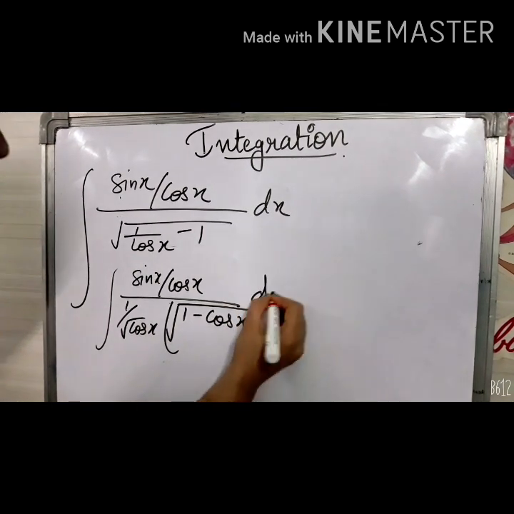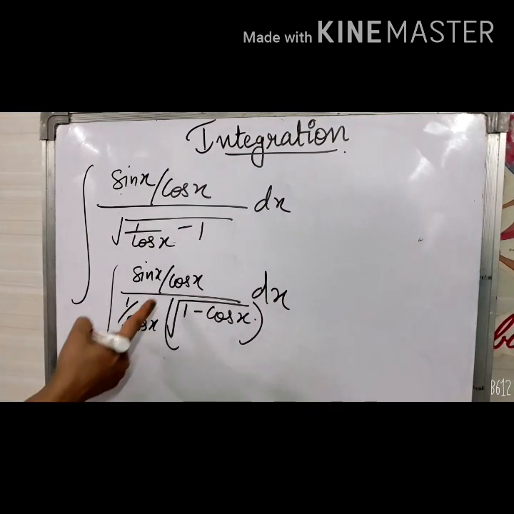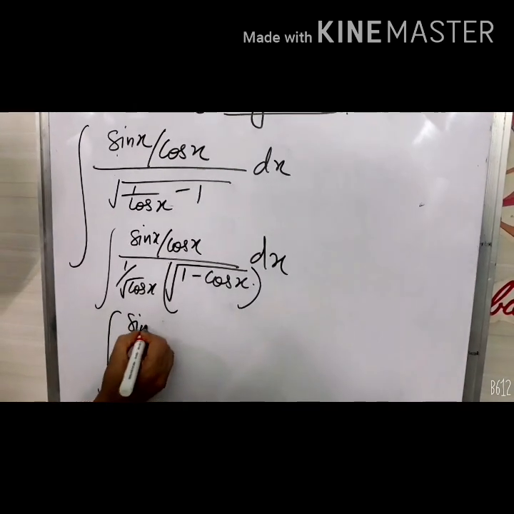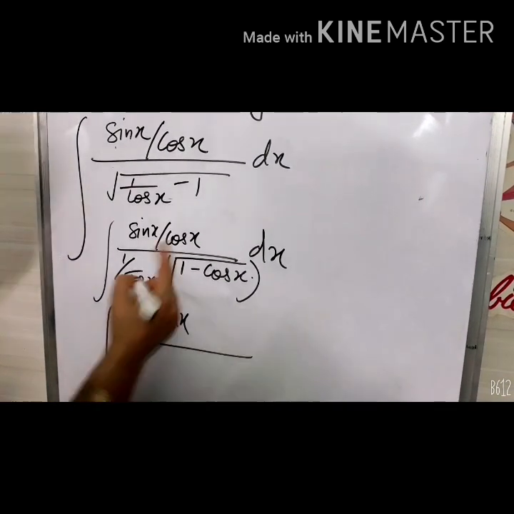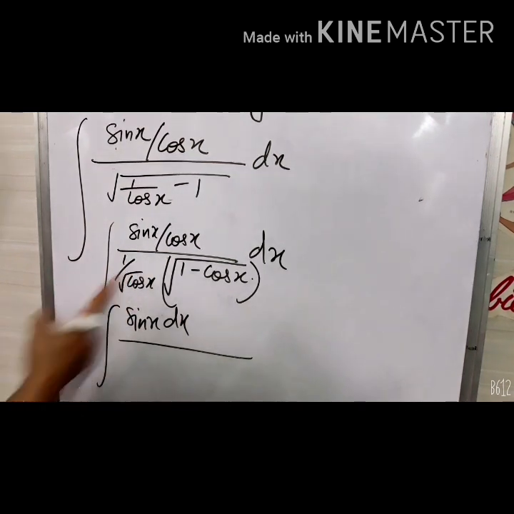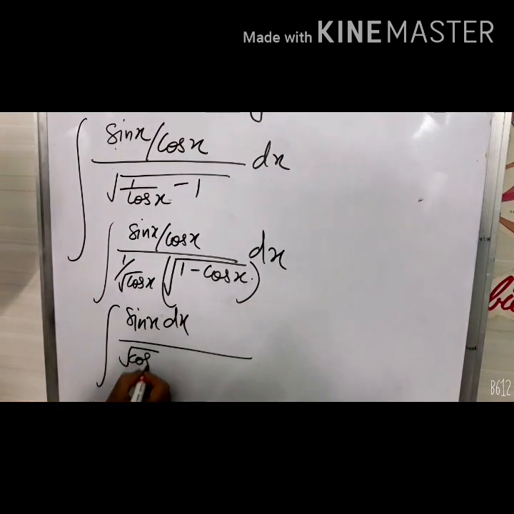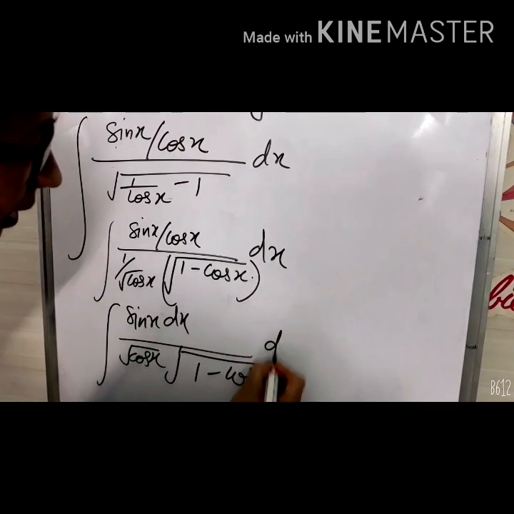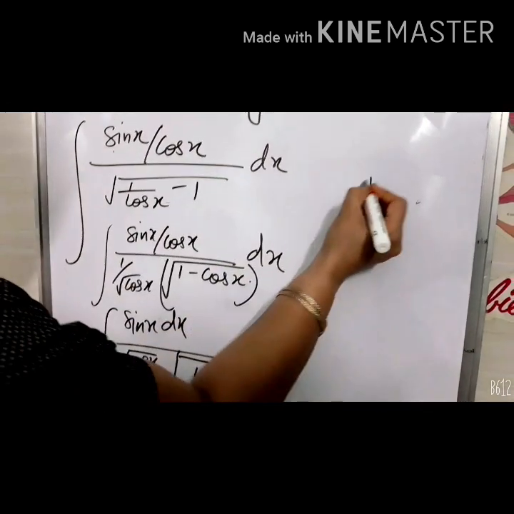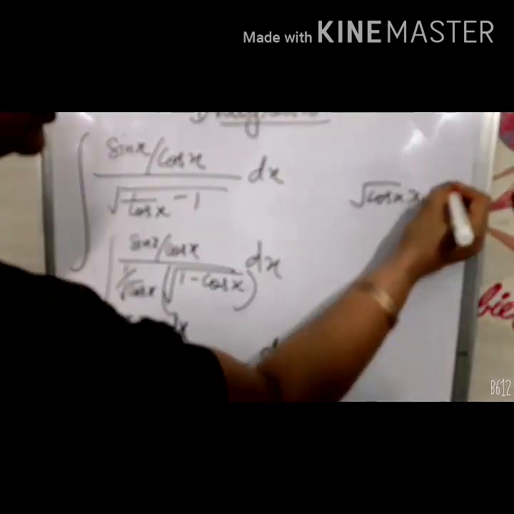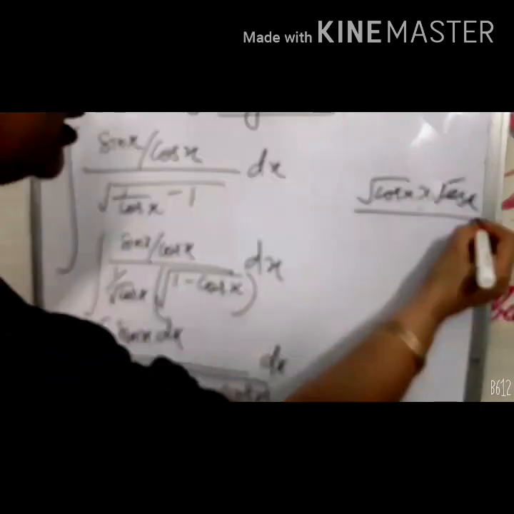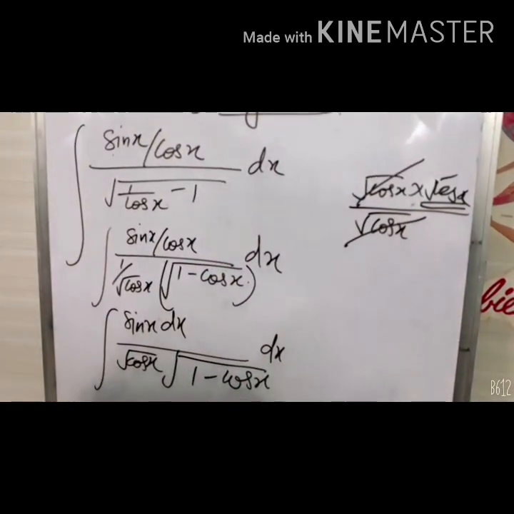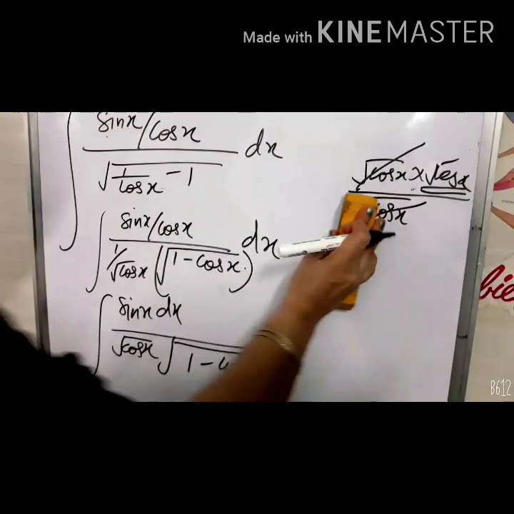Fine, into dx. But see here, this is sin x by cos x and this is 1 by root cos x. So I will take it like this, sin x into dx. This cos x, if I write it as root cos x into root cos x, and the down part was root cos x, so this and this got cancelled and I am remaining with this part. That is why I wrote it like this. I think now you understood why.